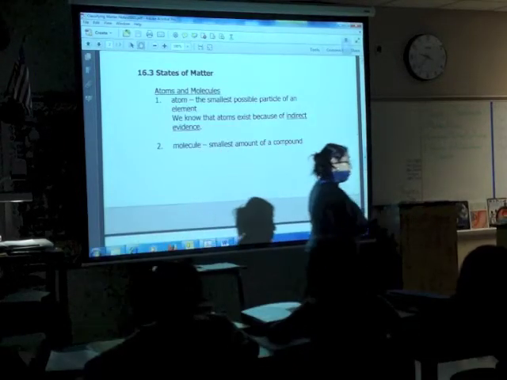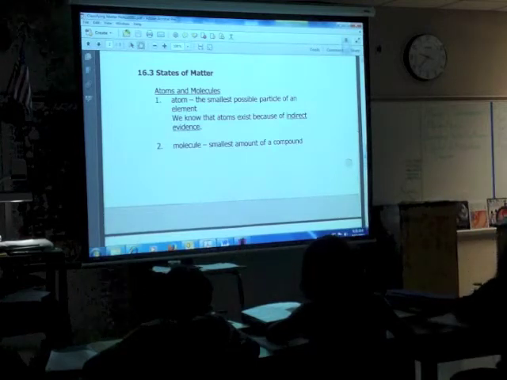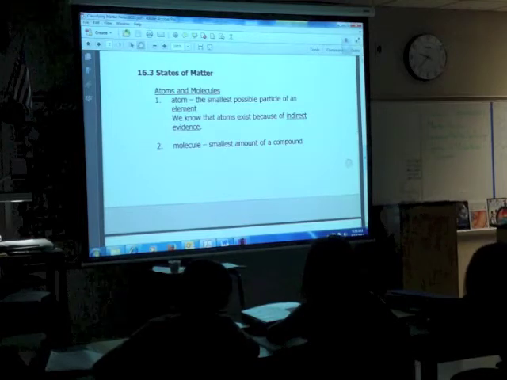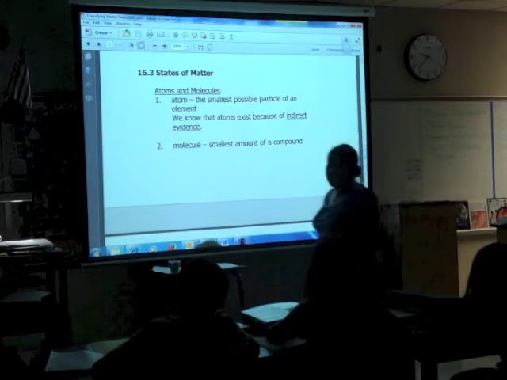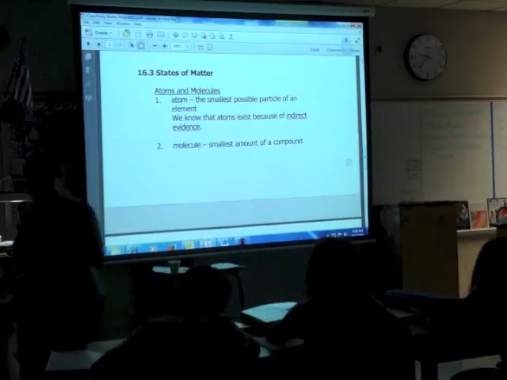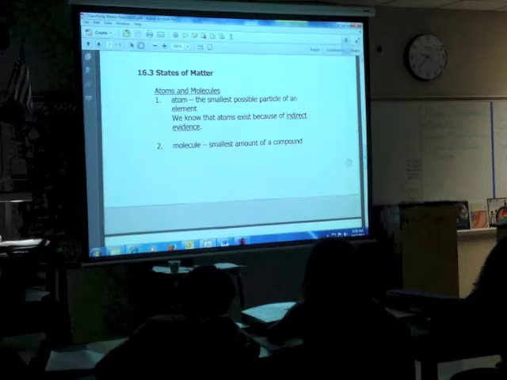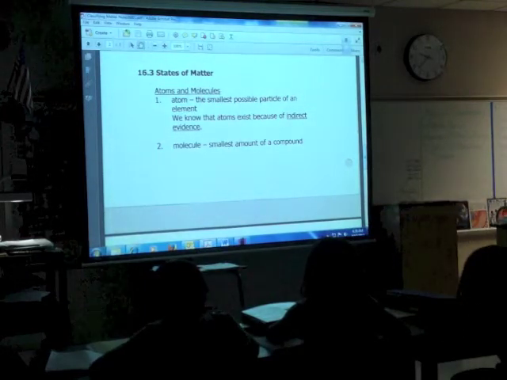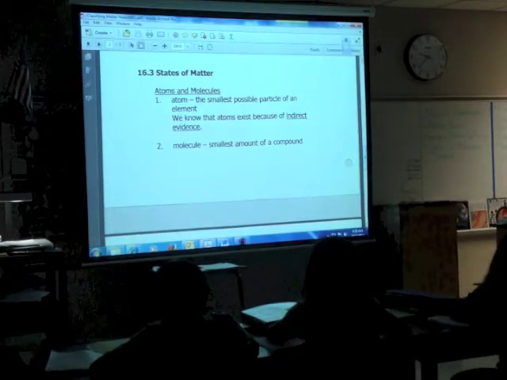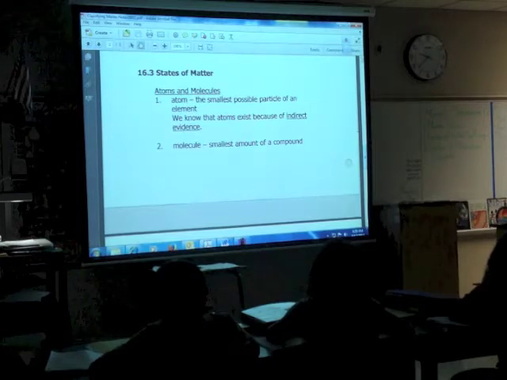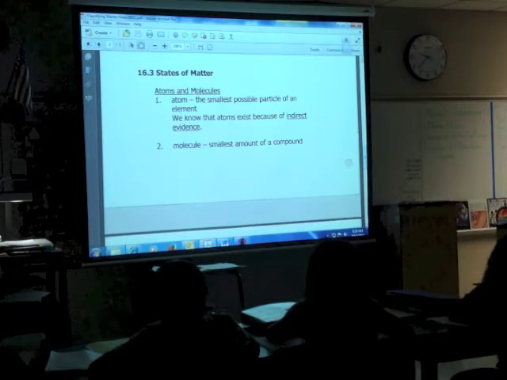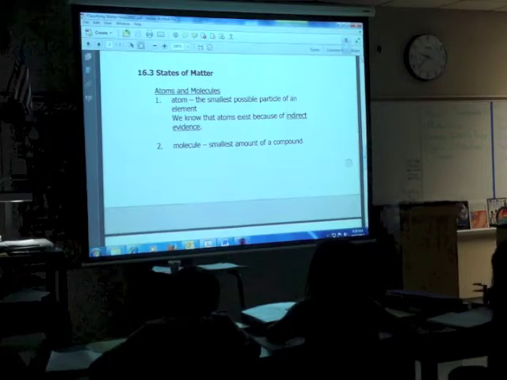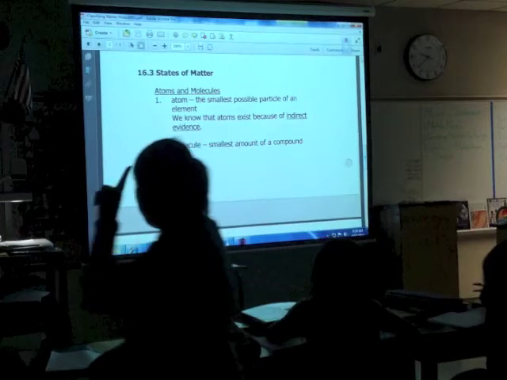So now we're going to look at our focus, which is the states of matter. But before we look at the states of matter, we need to figure out and review what is matter made out of. Well, matter is made out of atoms and molecules, depending on what it is. If it's an element, it's going to be made out of one atom. If it's anything else, it's going to be made out of molecules, and molecules are actually made out of atoms. So, an atom is basically the smallest possible particle of any element. Any element on that periodic table is made out of one specific type of atom.